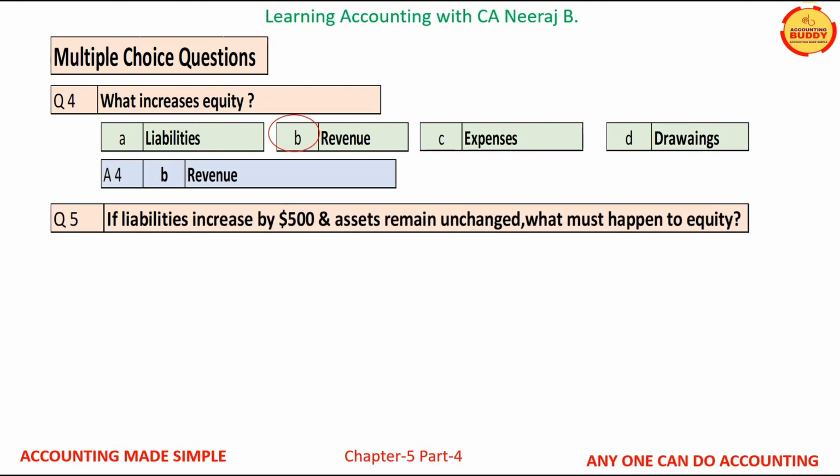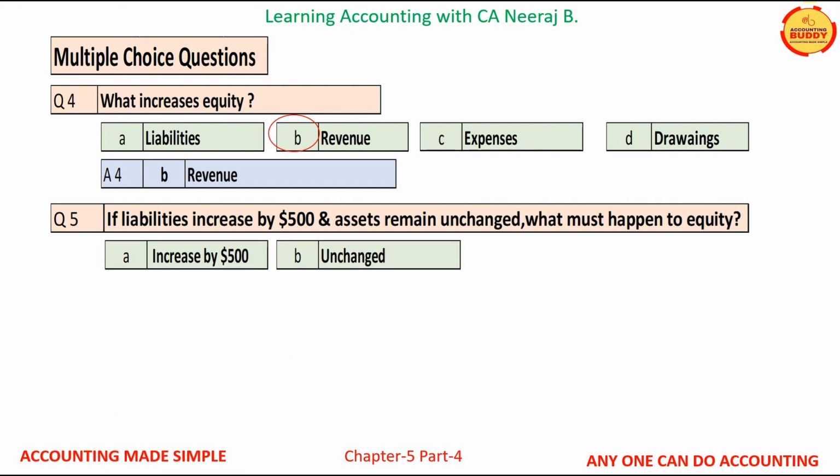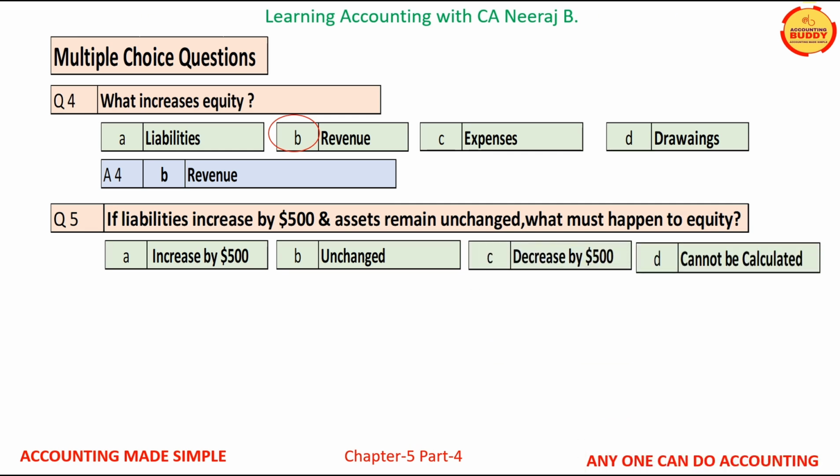Question number 5 on your screens is, if liabilities increase by $500 and assets remain unchanged, what must happen to equity? The options available are option A, equity will increase by $500, option B, equity will be unchanged, option C, equity will decrease by $500, and option D, it cannot be calculated.